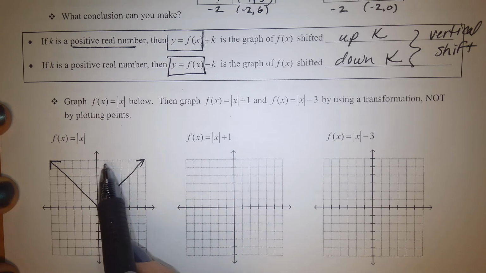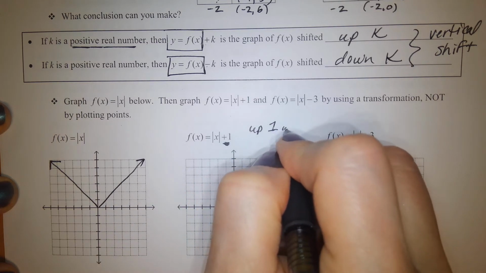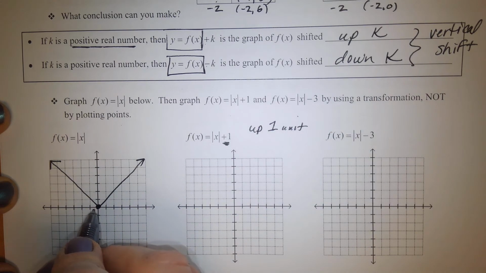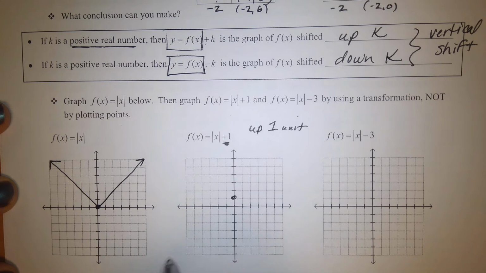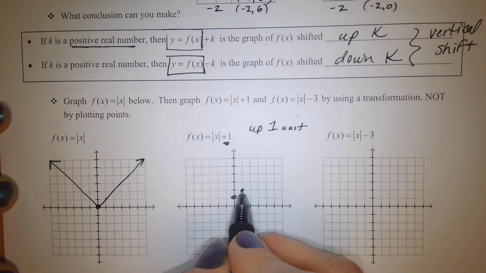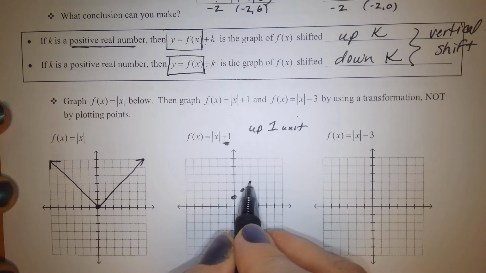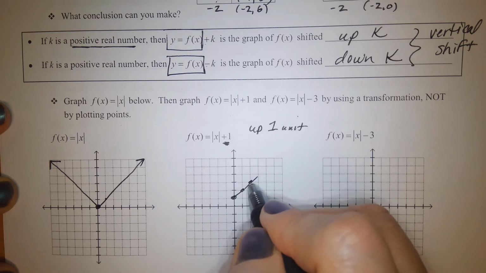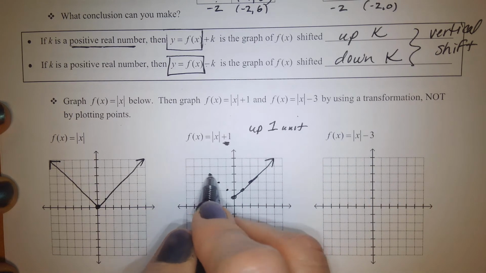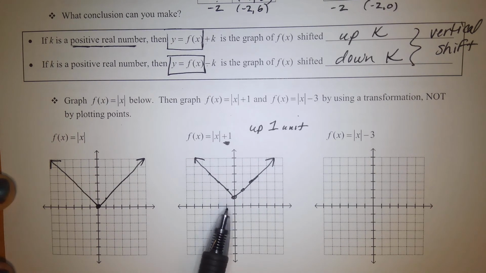So what I'm going to do is take every point over here and shift it up 1 unit. So (0, 0) is now going to be at (0, 1). (1, 1) is now going to be at (1, 2). (2, 2) is now going to be at (2, 3). So you see what's happening. Every point got shifted up 1 unit. Same thing over here. Every point will get shifted up 1 unit. So my whole graph moved up as well.